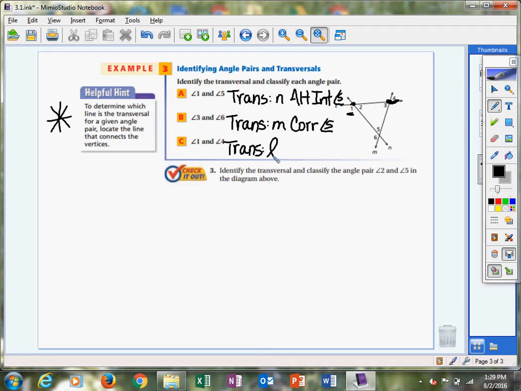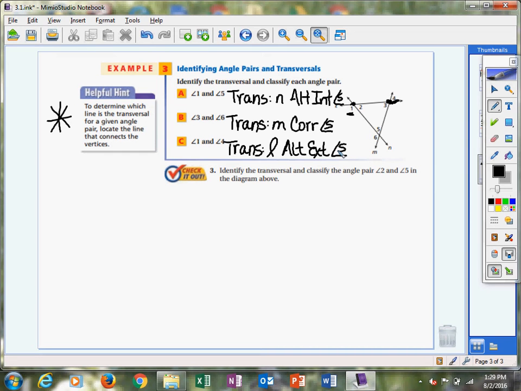Well, you can see right away, they're both exterior. So that eliminates alternate interior and same side interior. So we're down to two. It's either they correspond or they're alternate exterior. Well, because they're both exterior and they're on opposite sides of that transversal, that's exactly what I would say. Those are alternate exterior angles. So there's my shorthand there.